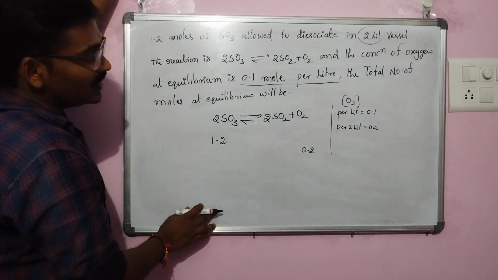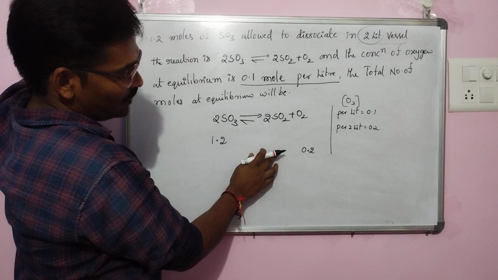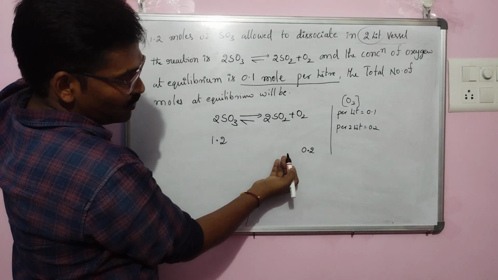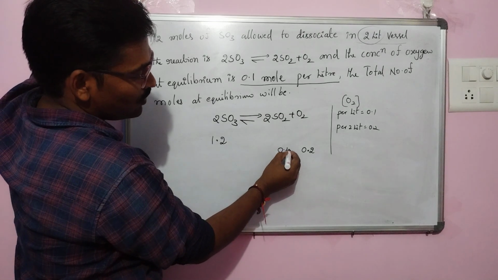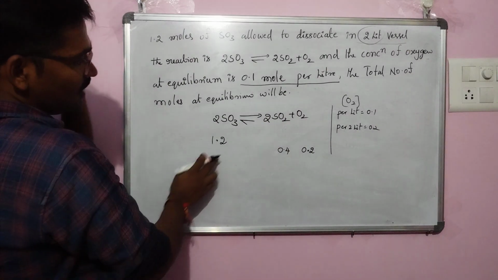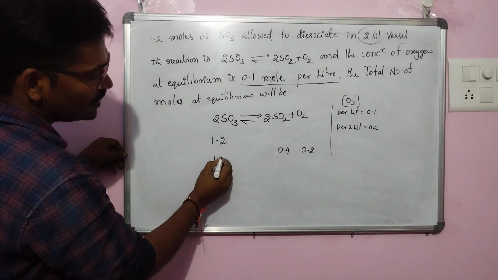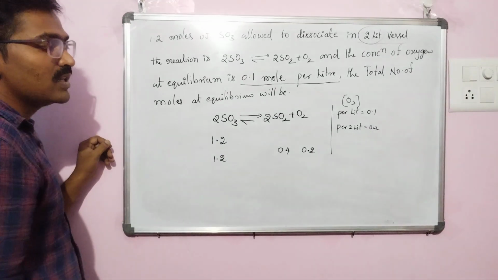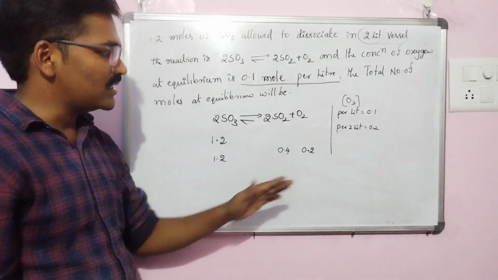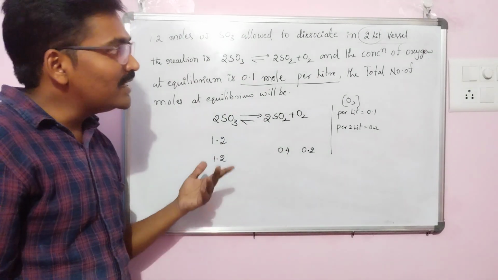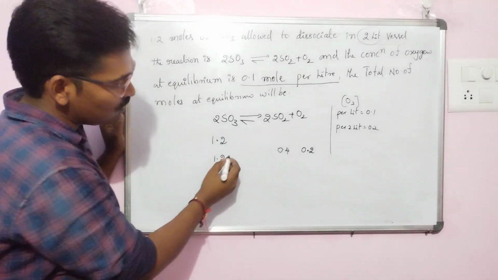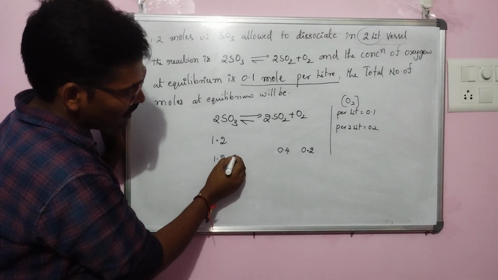Then for SO2 also we have to take 0.2 as 0.4, because of the 2 moles coefficient. For SO3, the initial is 1.2. How much is dissociated? 0.1 per liter of oxygen is formed, so for 2 liters 0.2. The stoichiometric coefficient 2 is there, so minus 2 into 0.2, nothing but 0.4.